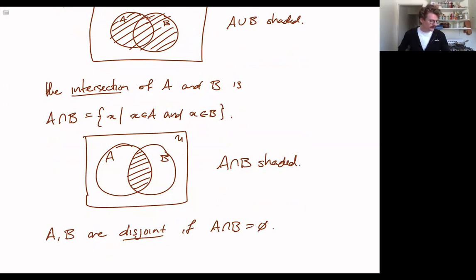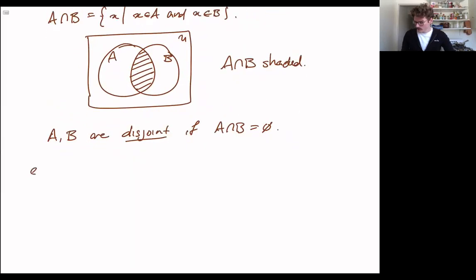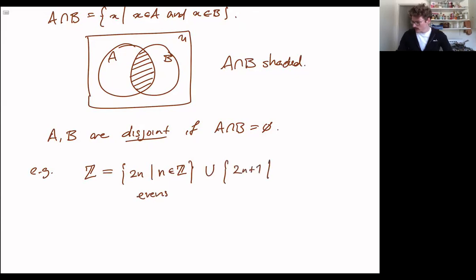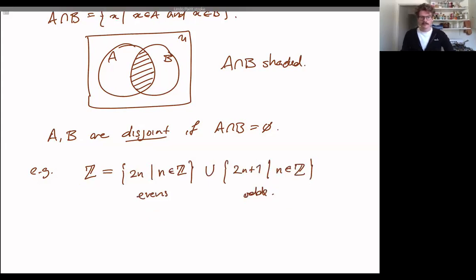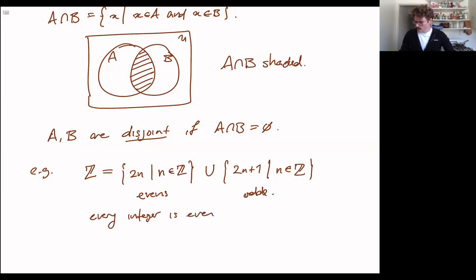So let's get some examples in here. For example, the integers can be written as the union of this little set builder thing, which is: take every integer n and include in the set 2n. So this is the evens. Union these things, which are odds, right? Because they are of the form 2n plus 1. So the integers is equal to the union of even integers and odd integers. Which is to say that every integer is even or odd.